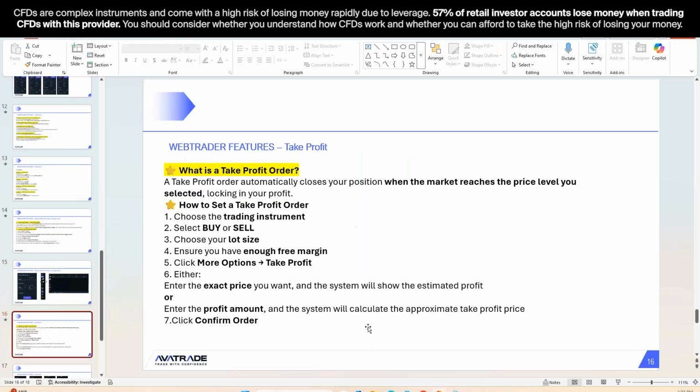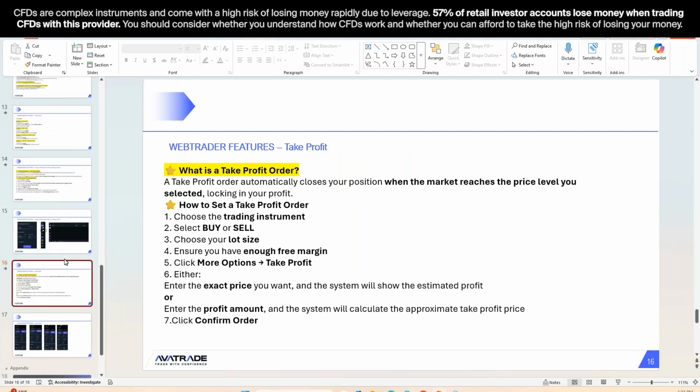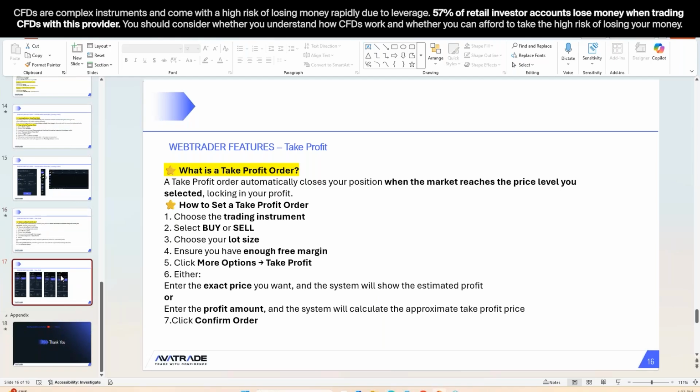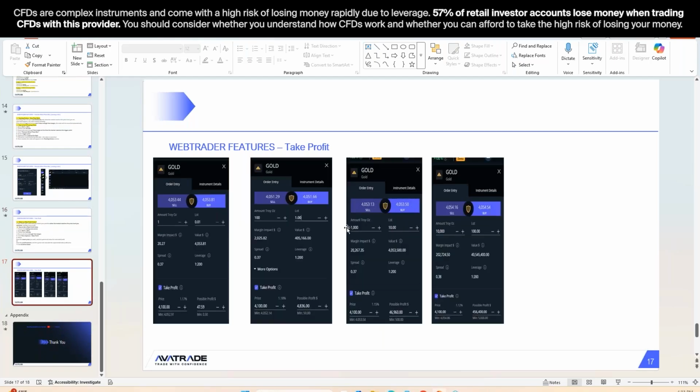Over here, you can see an example of how a pending order looks. What is take profit? We also covered that in our previous webinar. And these are different examples when you are trading on small exposure: 0.01, 1 lot, 10 lots, and let's say 100 lots.